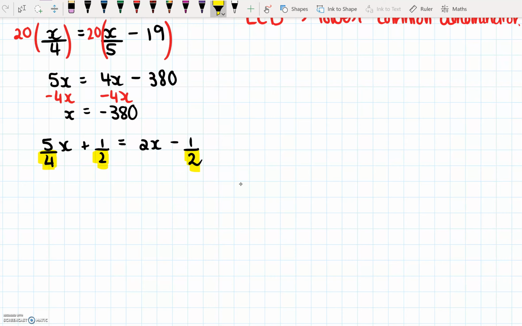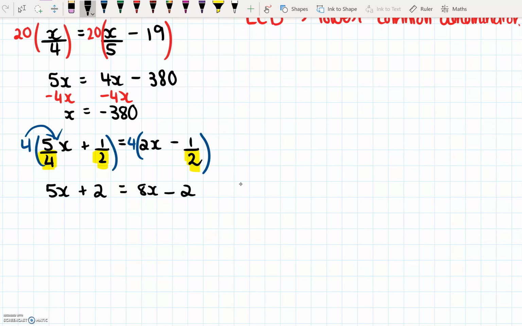So 4 can be divided by 4, and 4 can be divided by 2. So this time, what we're going to multiply by is 4. Okay, we're going to show that here. So 4 times 5 over 4 is just 5. So we have the 5x here. 4 times a half, so 4 divided by 2 is 2. So we have 2 is equal to 4 times 2x is just 8x minus 2.